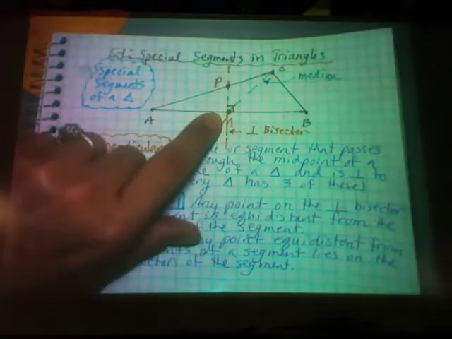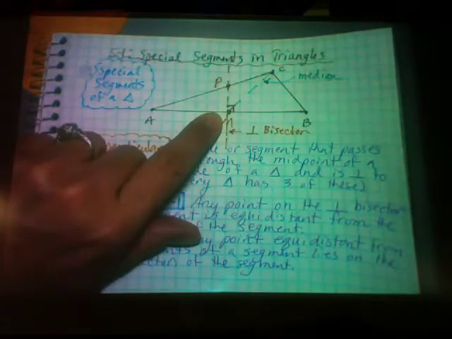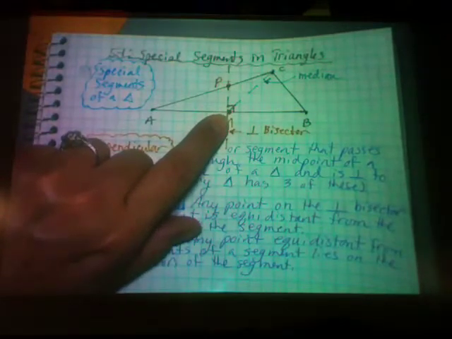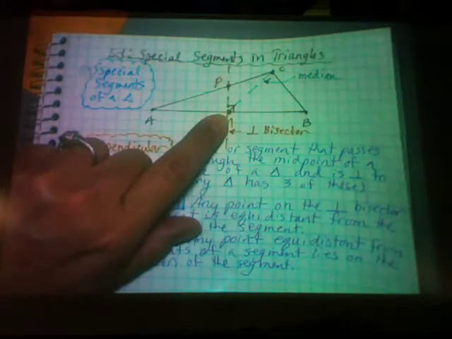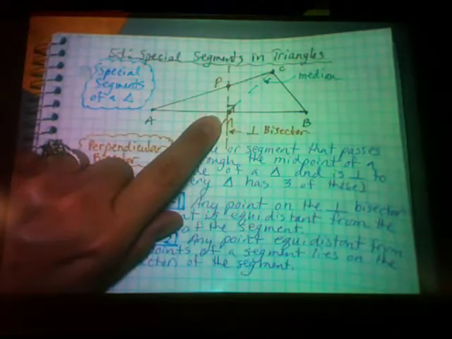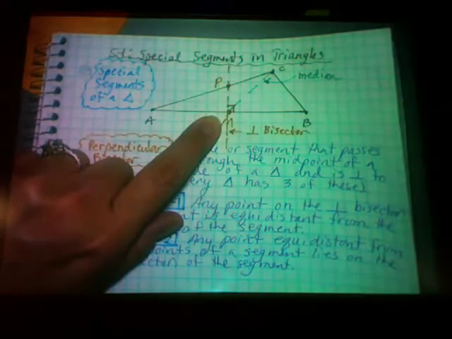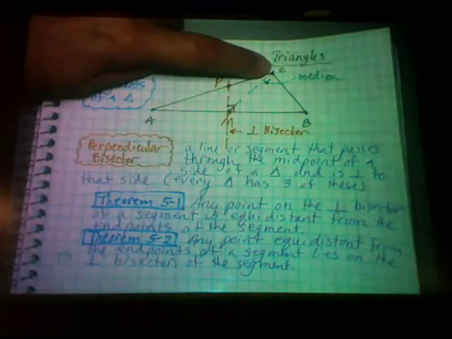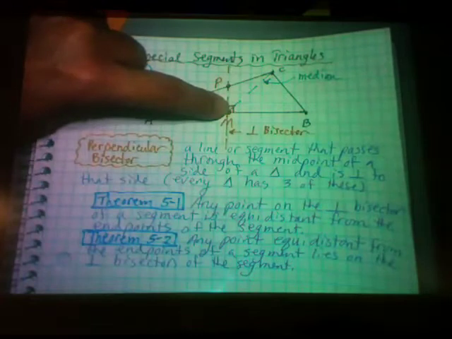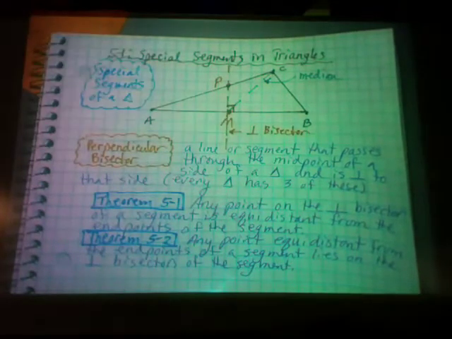All right, so notice that that median ends at the side opposite, at the midpoint of that segment, right? Is it perpendicular to that line segment? No, does not have to be, okay? But what it does do is it has to come from a vertex and it has to go to the opposite side's midpoint. Those are the two characteristics.